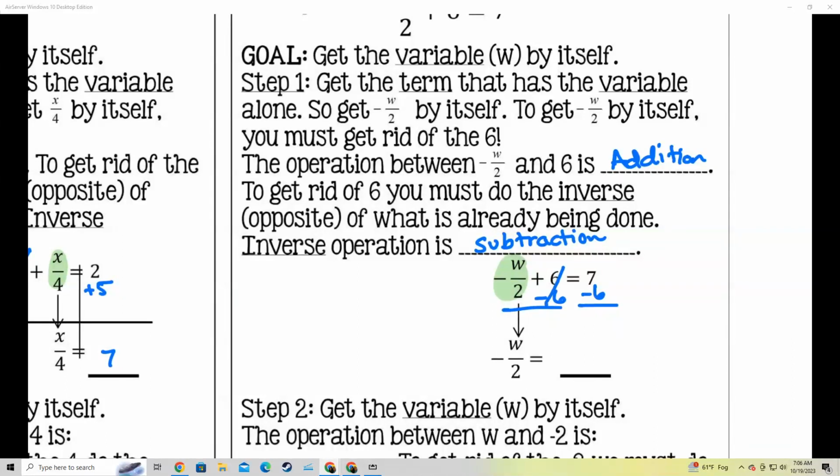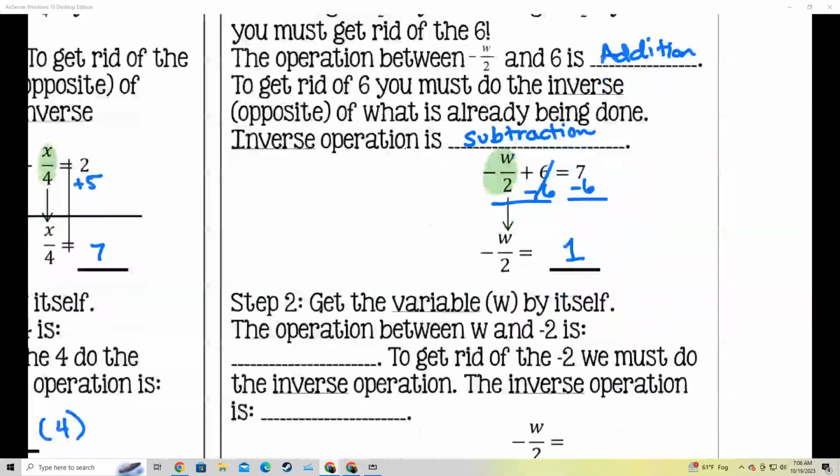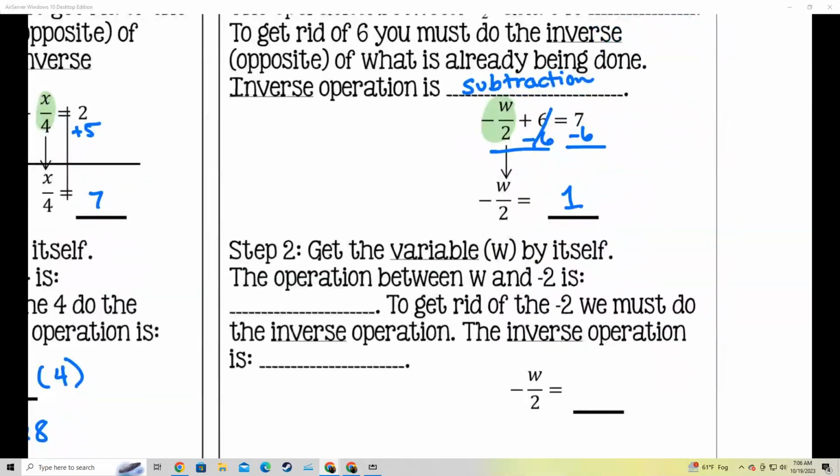These are going to cancel. The negative w over 2 is going to go down. 7 minus 6 gives me a positive 1. Remember that I just got that negative w over 2 is equal to 1, so let me go ahead and write that down here. This is equal to 1.